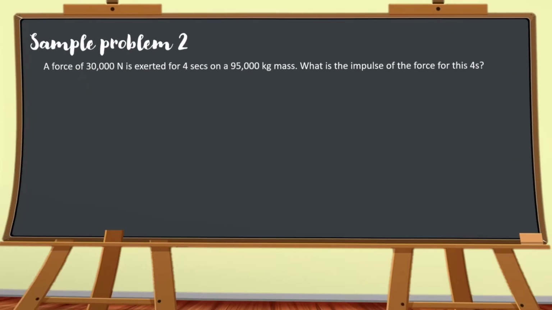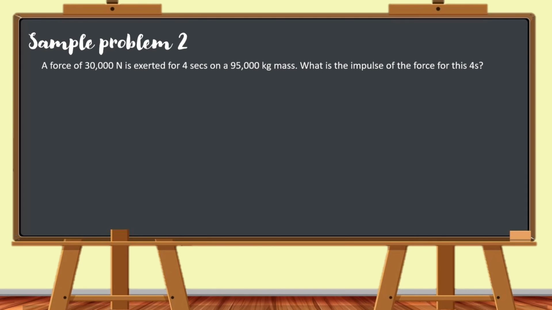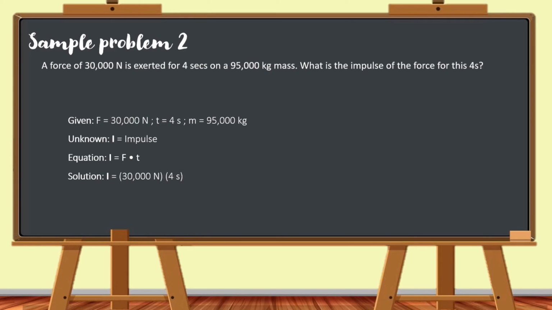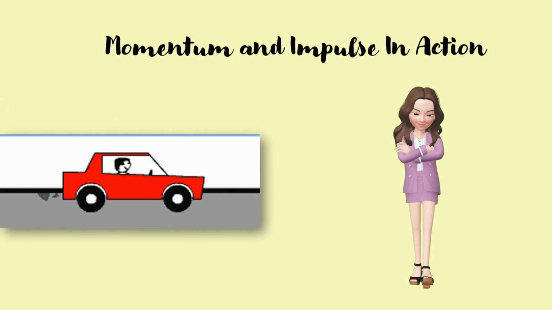Now, let us have another example. A force of 30,000 Newton is exerted for 4 seconds on a 95 kilogram mass. What is the impulse of the force for these 4 seconds? So the given is force with 30,000 Newton, time with 4 seconds, mass with 95 kilogram, and the unknown is impulse. And the equation for impulse is force times time. For the solution, 30,000 Newton will be multiplied by 4 seconds, and the answer is 120,000 N·s.